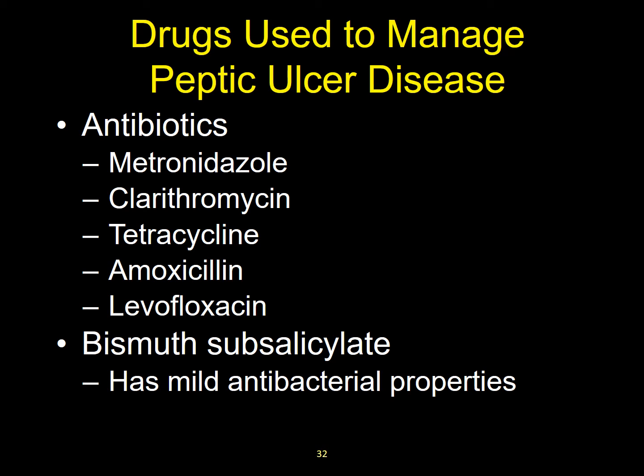Levofloxacin is known as Levaquin. So in order to get rid of the cause, you've got to give an antibiotic. I mean, you can just change the acid of the gut. You can give a drug that affects acidity, but if you don't get rid of the cause, the ulcer is just going to keep coming back. And then also Pepto-Bismol is used in the treatment of peptic ulcers because there are mild antibacterial properties there. So getting rid of the cause is number one.